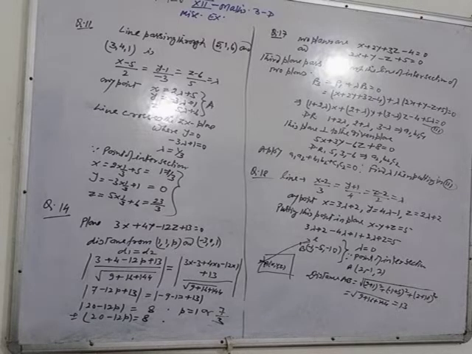(x minus x1) upon (x2 minus x1) is equal to (y minus y1) upon (y2 minus y1) is equal to (z minus z1) upon (z2 minus z1). So you get (x minus 5) by 2, (y minus 1) upon minus 3, is equal to (z minus 6) by 5, is equal to lambda. So determine any point from this line: x is equal to 2 lambda plus 5, y is equal to minus 3 lambda plus 1, and z is equal to 5 lambda plus 6.